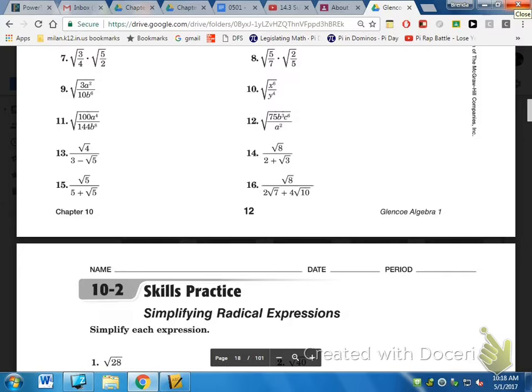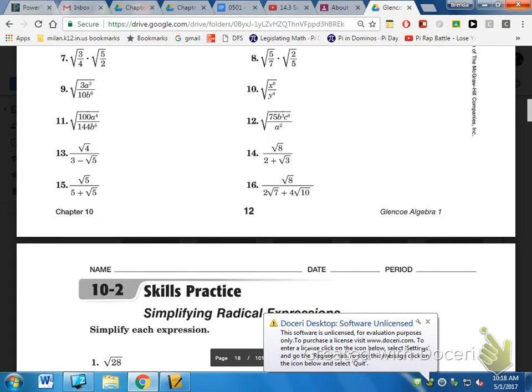All right, we're going to do one more. 16 radical 8 over 2 radical 7 plus 4 radical 10. So I'm going to multiply top and bottom by the conjugate there, which is 2 radical 7 minus 4 radical 10. Okay, again, the top is distributive. So 2 radical 56 minus 4 radical 80.